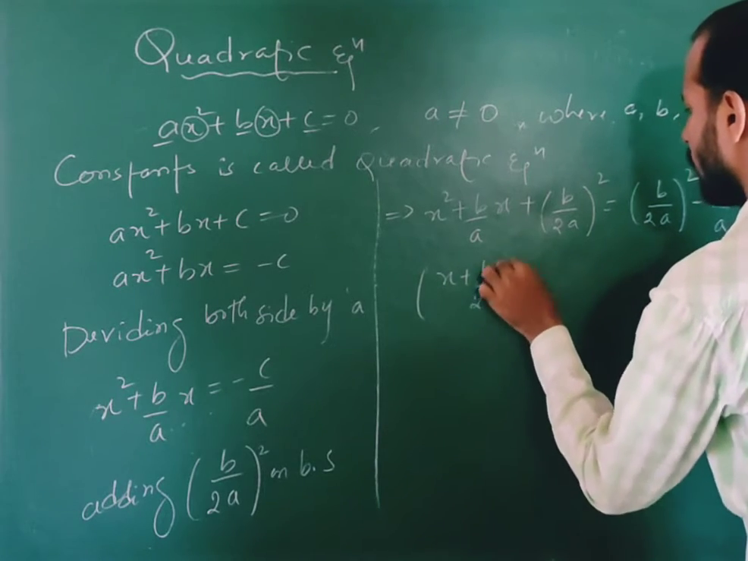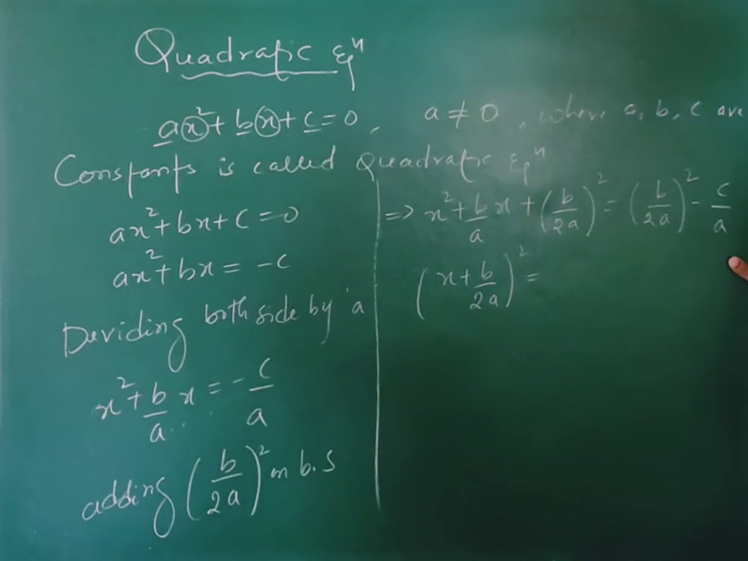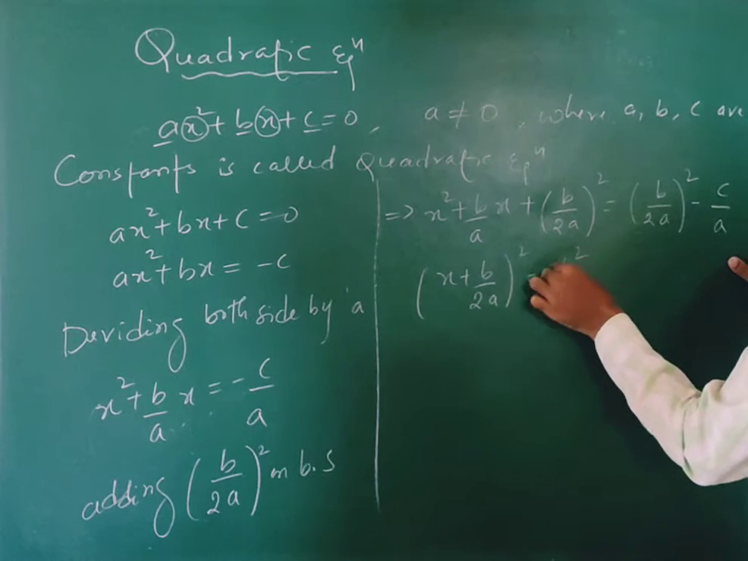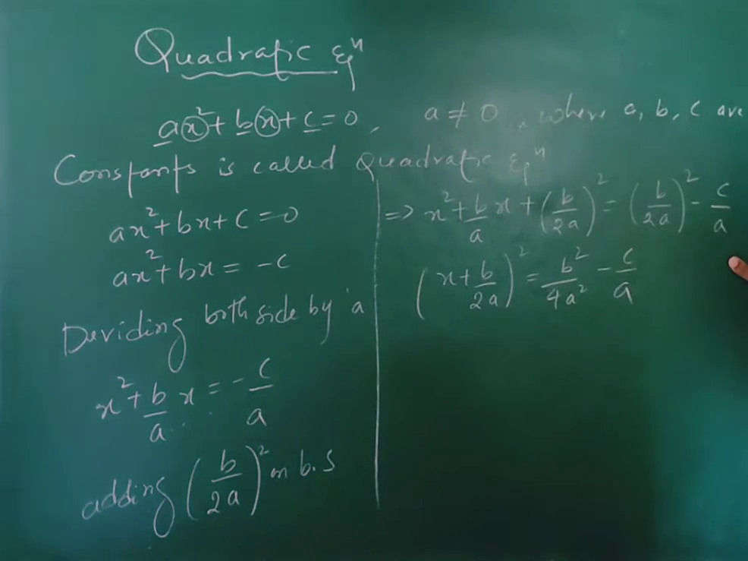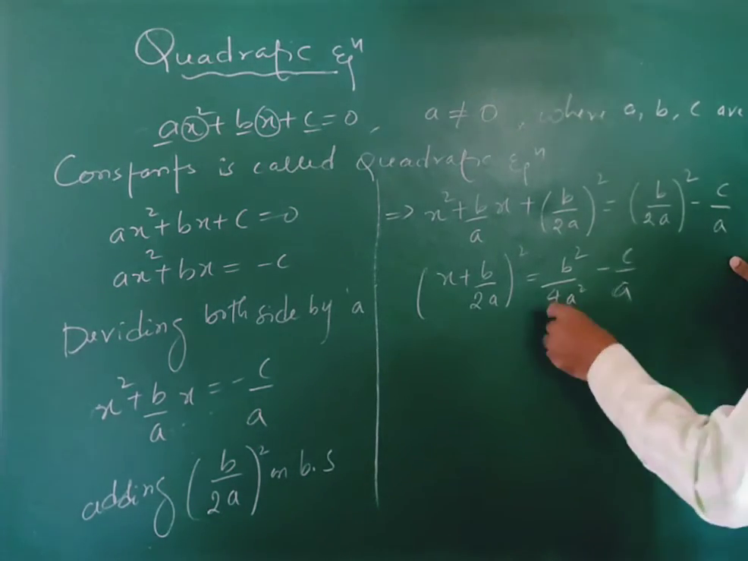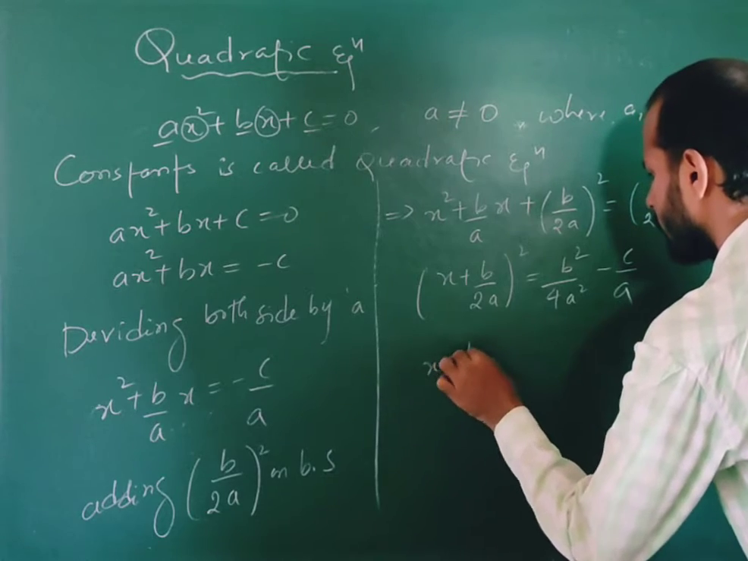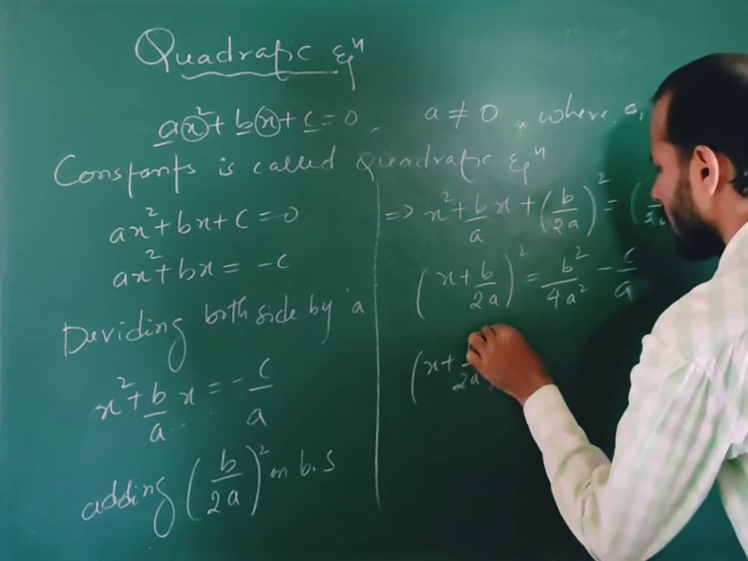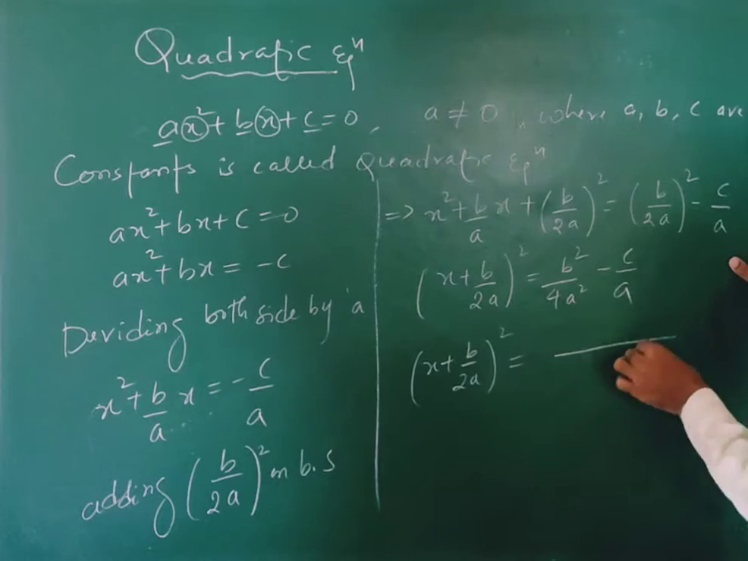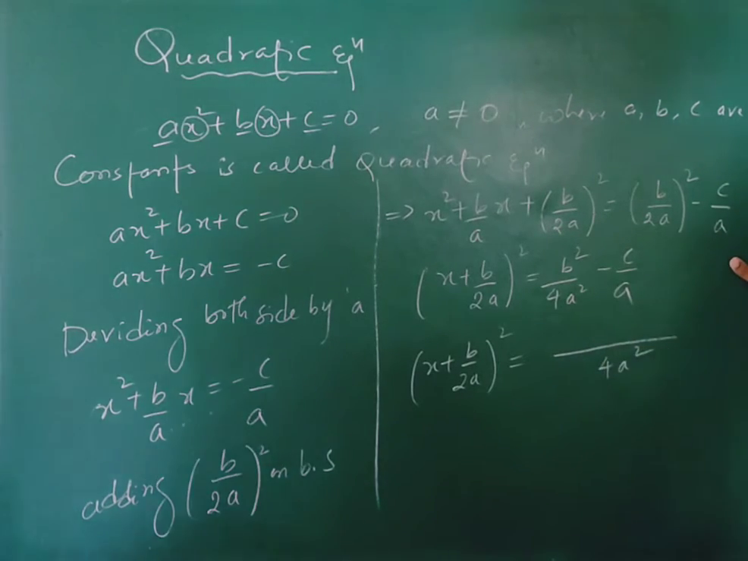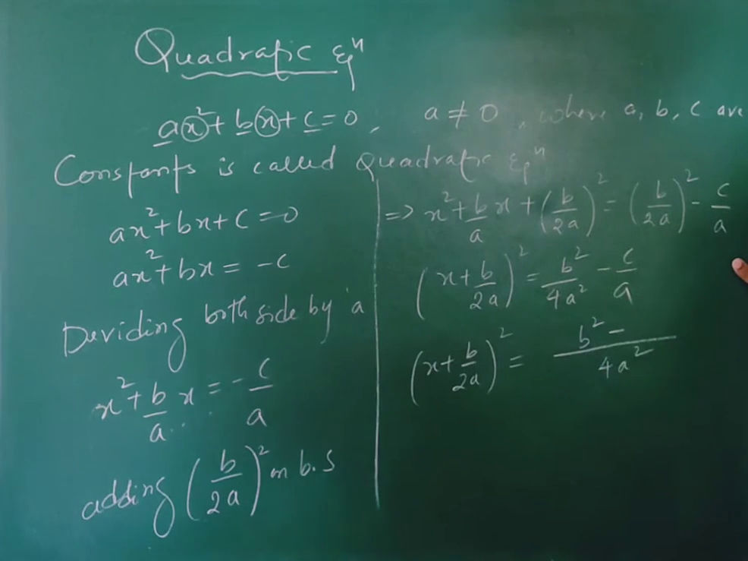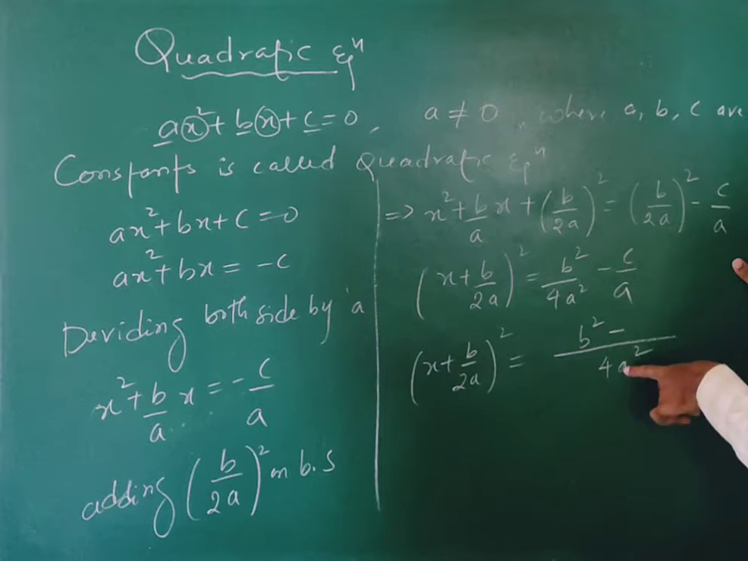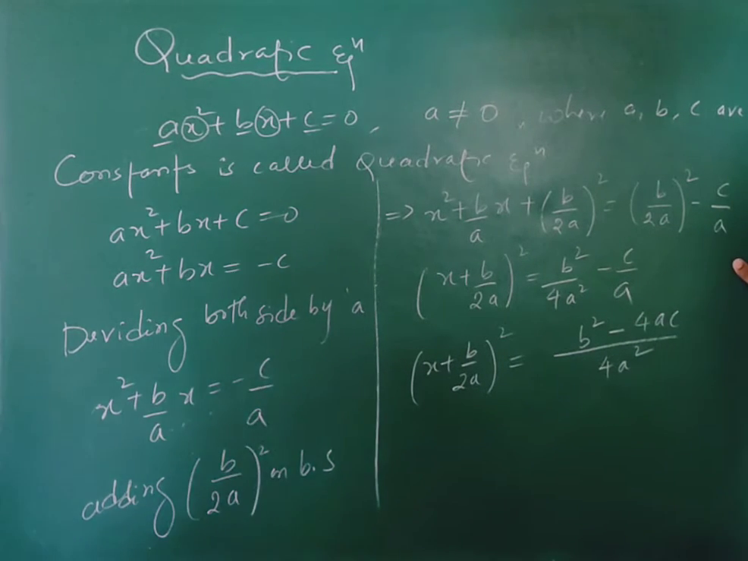X plus b by 2a whole square, which is equals to, we can write b square by 4a square minus c by a, right? Now x plus b by 2a whole square, which is equals to, now take LCM here, what we get here, 4a square is the LCM here. Now 4a square gets cancelled, only b square remains. Again here by dividing 4a square by a means it is 4a, minus of c, it is 4ac, right?